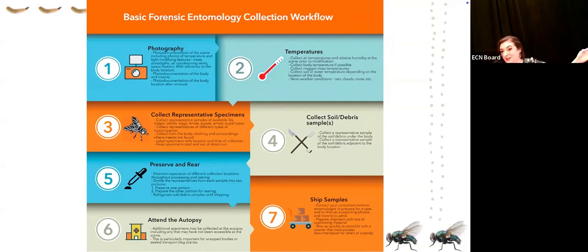Temperature data. So having all of that temperature information about our insects at the scene and in the location where the remains were located. How to collect our representative specimens, how to make soil samples and debris collections to make sure that we're not missing anything that's crucial, how to preserve and rear, what to do at autopsy, and how to ship samples. So we have all of that information and we have that standardized.